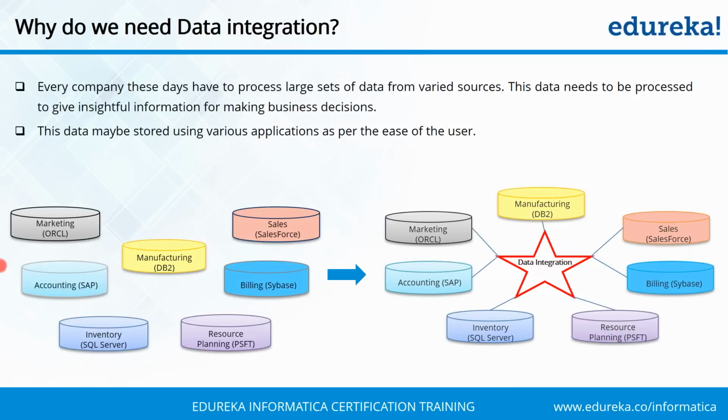This is a simple organization where you're using multiple applications in each department. Here you can see the marketing team is using an Oracle database, the sales team is using the Salesforce database, and so forth. When you have various applications being used to store your data, it becomes problematic to gather the data from all these applications and process them, because each of these applications may use its own data type to store this data. While you are trying to integrate this, you may need to create various interfaces and make use of various adapters, and it becomes a tedious task for you.